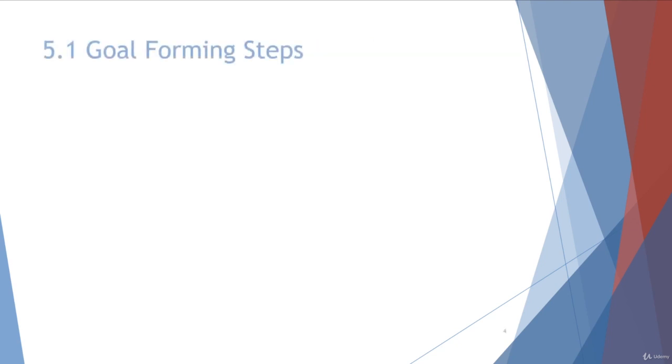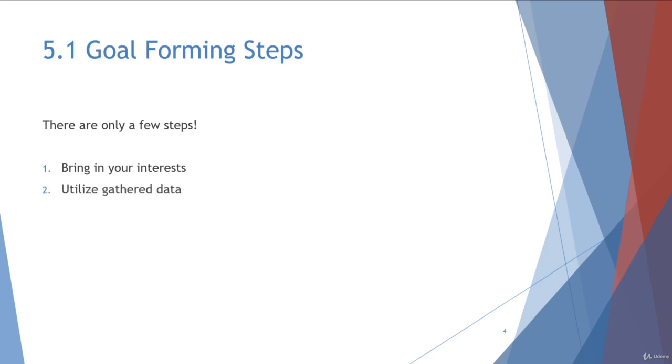There are only a few steps to forming your goals. Number 1, bring in your interests. Number 2, utilize the data that you have gathered on each interest. Number 3, write SMART goals. What is a SMART goal?